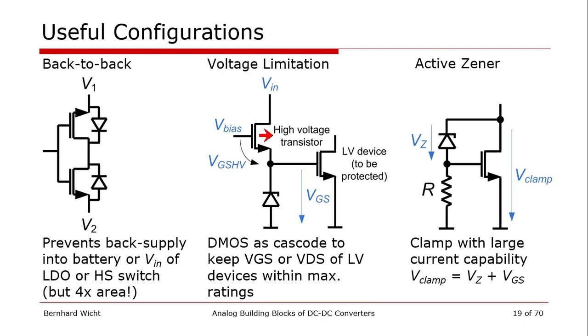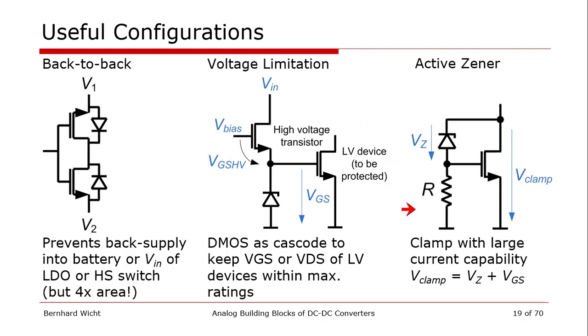Another nice application is power sequencing. If you have multiple DC-DC converters, you want to take the enable pin of the subsequent DC-DC converter and hook that up to the previous stage, and once the voltage is up, you want to turn on the next one. And that can also be done by a low voltage transistor as a sensing element, which needs to be protected by a high voltage device.